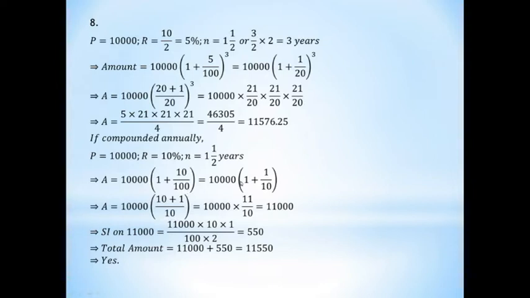Then 10,000 will remain as it is. Then inside the bracket, we will have 1 plus 1 by 10. Taking 10 as an LCM here, we have inside the bracket 10 plus 1. So as a result, we have here 10,000 into 11 by 10. After simplifying this, we will have 11,000 here.